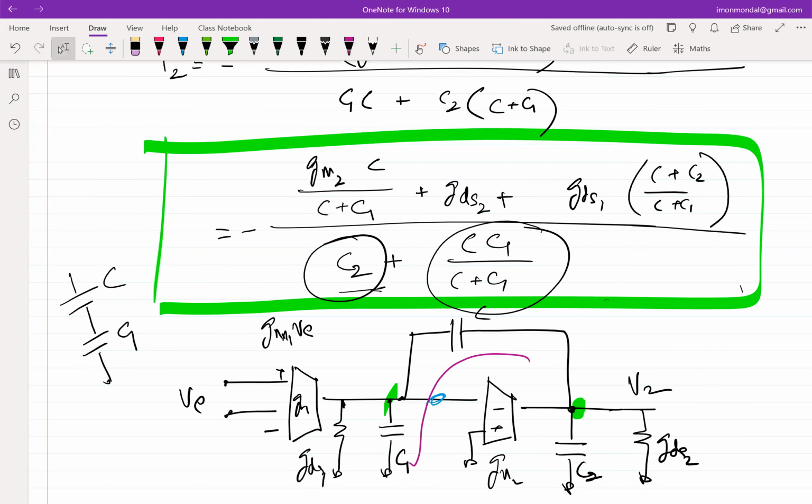Again, so now let's go to the numerator. Numerator is supposed to be the conductance part.